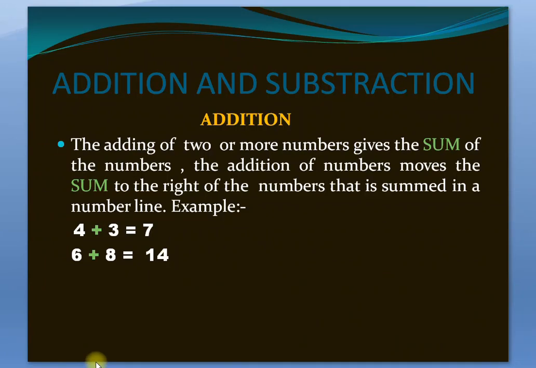Having talked about the two major types of numbers in the previous video, the natural numbers, which are zero plus the positive whole numbers, and integers, which comprise zero, negative whole numbers, and positive whole numbers. In this video, we're going to talk about the operations that can be performed on those numbers.